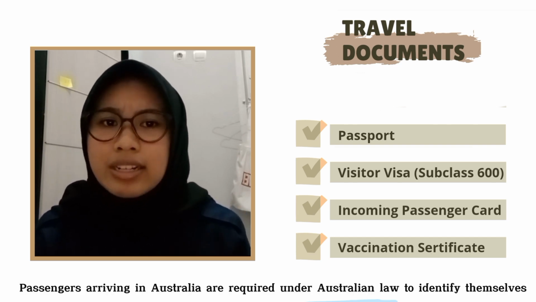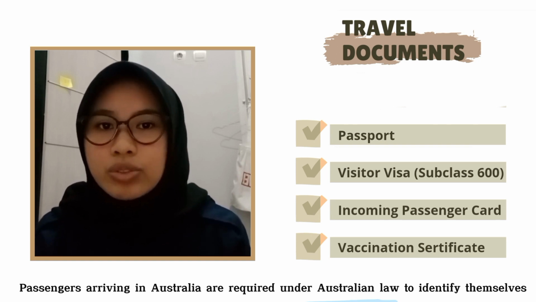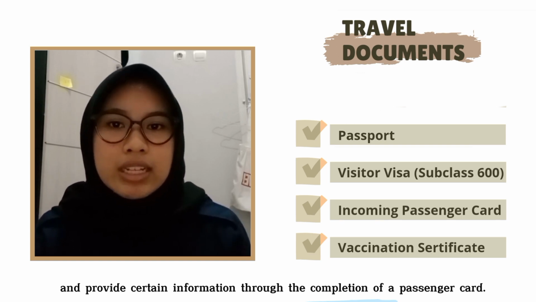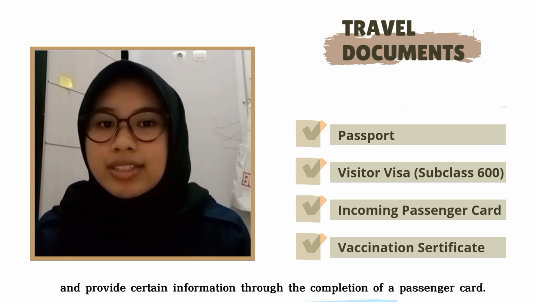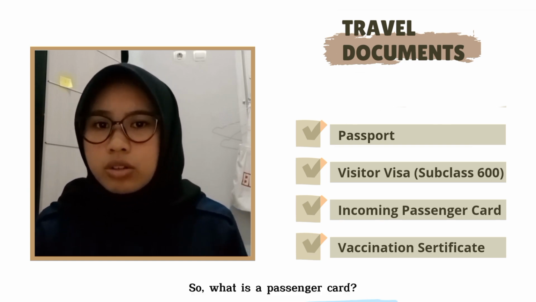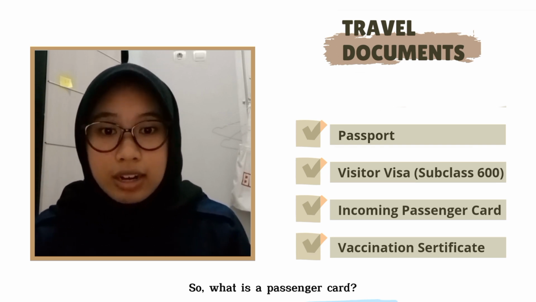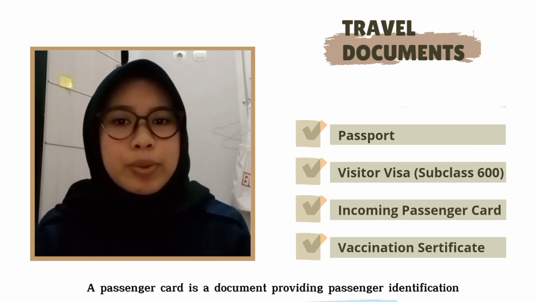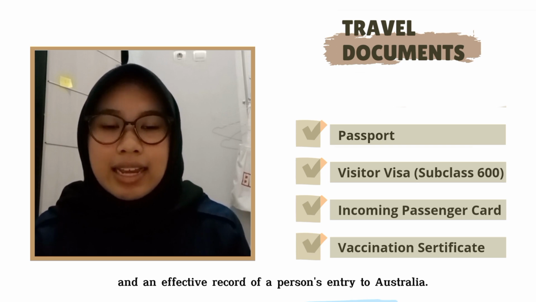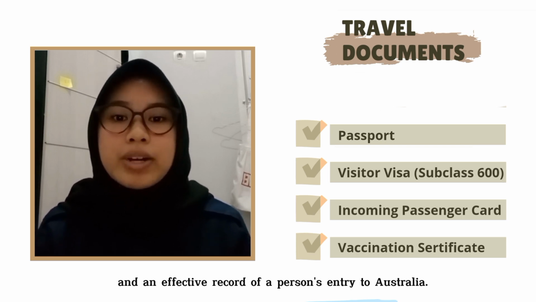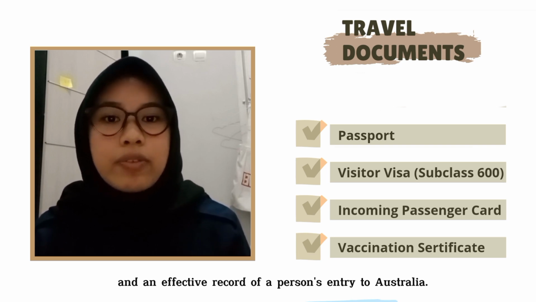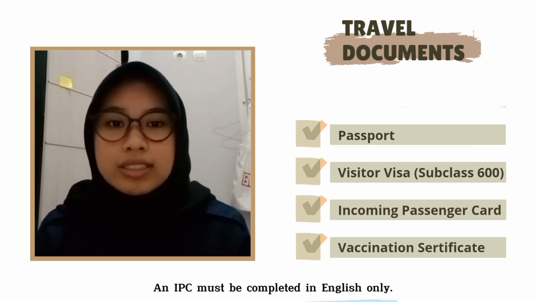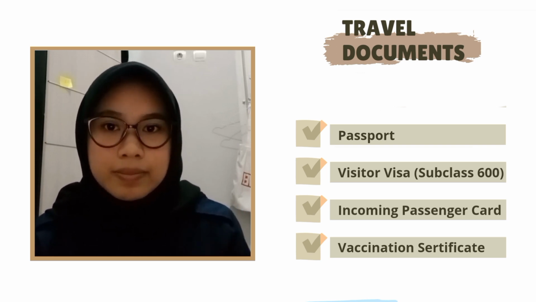Passengers arriving in Australia are required under Australian law to identify themselves and provide certain information through the completion of a passenger card. So, what is a passenger card? A passenger card is a document providing passenger identification and an effective record of a person's entry to Australia. An IPC must be completed in English only.